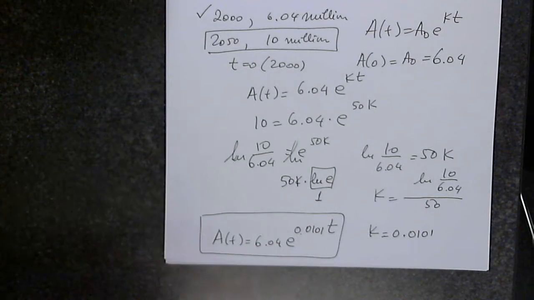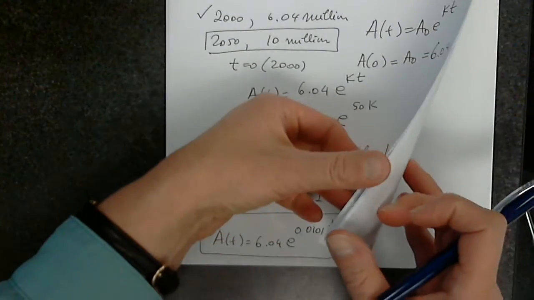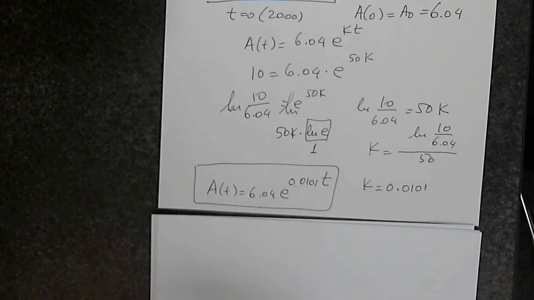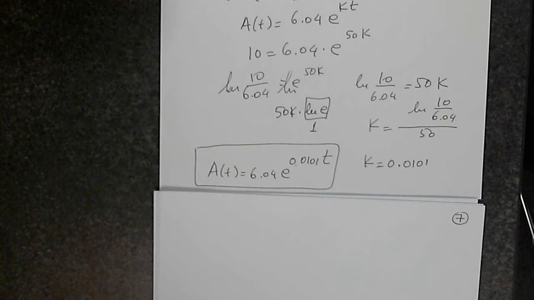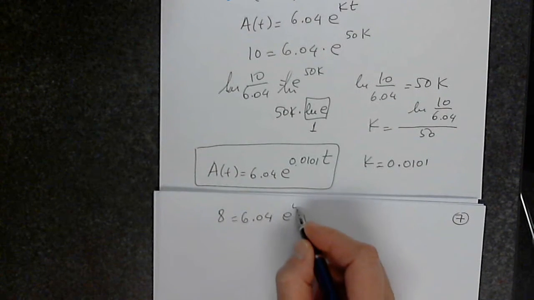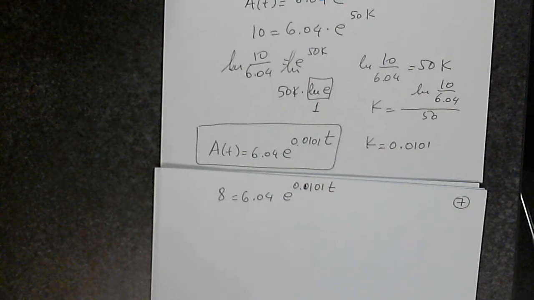Now there is a part B, I think. Part B, yes, there was. Find the year in which Israel's population will reach 8 million. Right, 8 equals 6.04 e to 0.0101 t. How do I solve this?